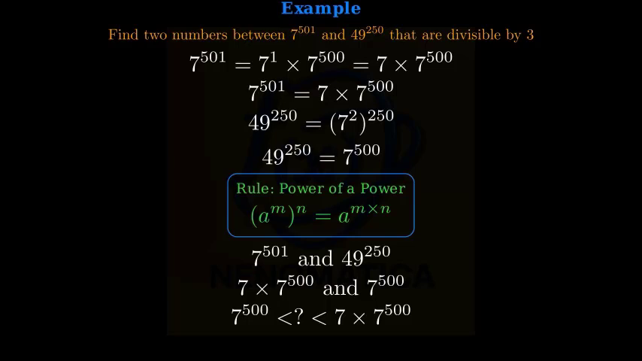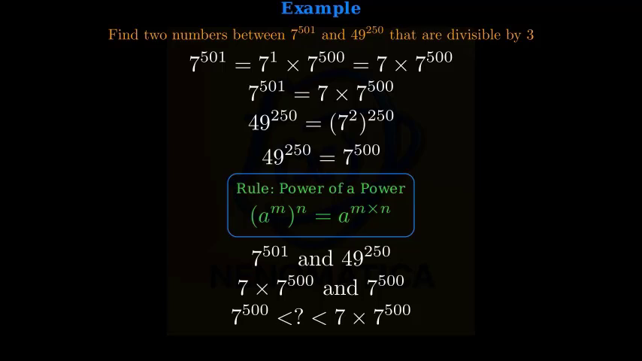What numbers could be between these two values? One approach is to look at multiples of 7 to the power of 500. We could consider values like 3 times 7 to the power of 500 or 6 times 7 to the power of 500. Let's check if these fall in our range. We know that 7 to the power of 500 is less than 3 times 7 to the power of 500, which is less than 6 times 7 to the power of 500, which is less than 7 times 7 to the power of 500.